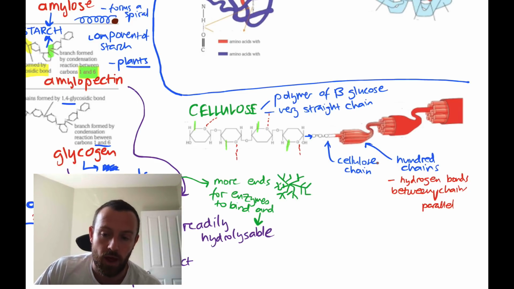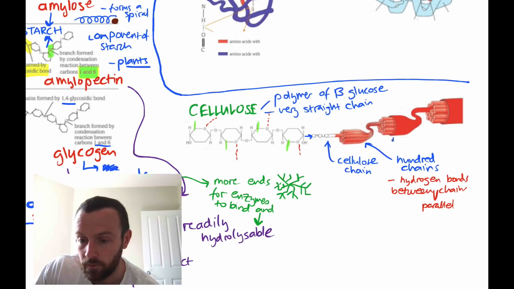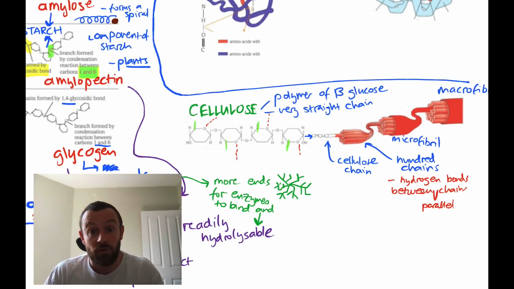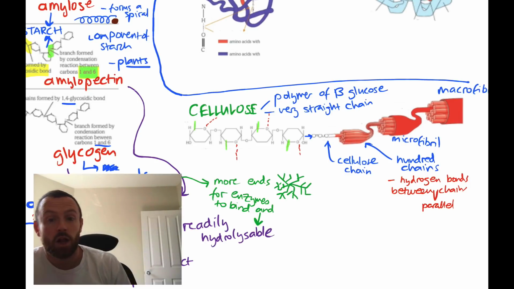Now, we don't just stop there. We take these 100 chains, and we bundle them together into what's called a microfibril. And we bundle lots of microfibrils into macrofibrils. Macrofibrils, that's it, right. And it's these macrofibrils that make up the cell wall.